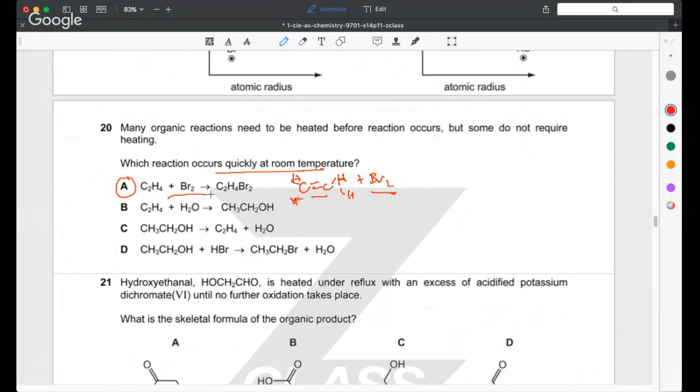It happens quickly at room temperature because it's an easy test that you want to be able to run. So you should know this reaction occurs quickly at room temperature, not because you've learned all the reaction conditions, though that would help, but because you know that adding bromine to a double bond is a quick test that you can easily do at room temperature. So the answer there is A.